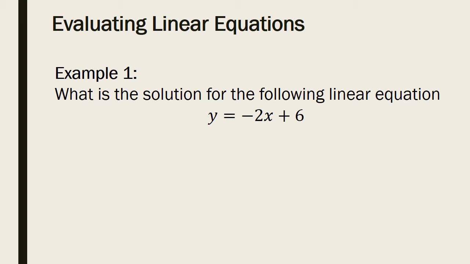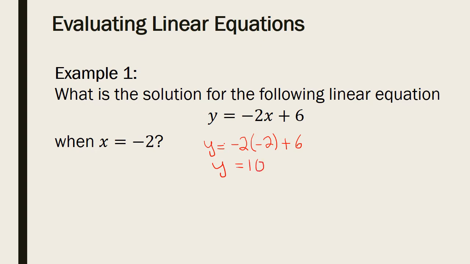Now let's take a look at our first example. We have the same equation, but we're going to evaluate this linear equation when x equals negative 2. And to be able to evaluate this linear equation when x equals negative 2, I need to substitute x with negative 2. So when I substitute x with negative 2, I get y equals 10. That's why the solution for this linear equation when x is negative 2 is (negative 2, 10).